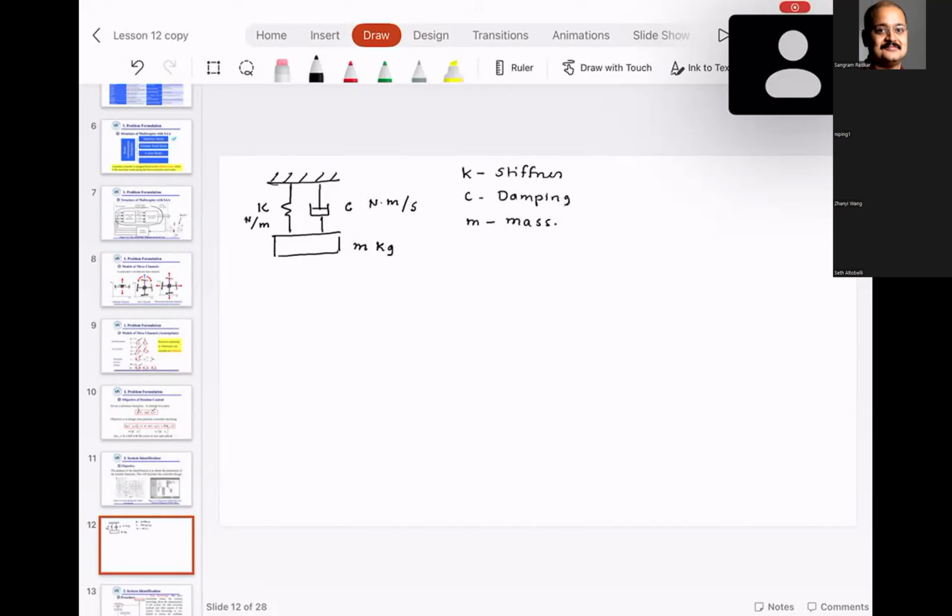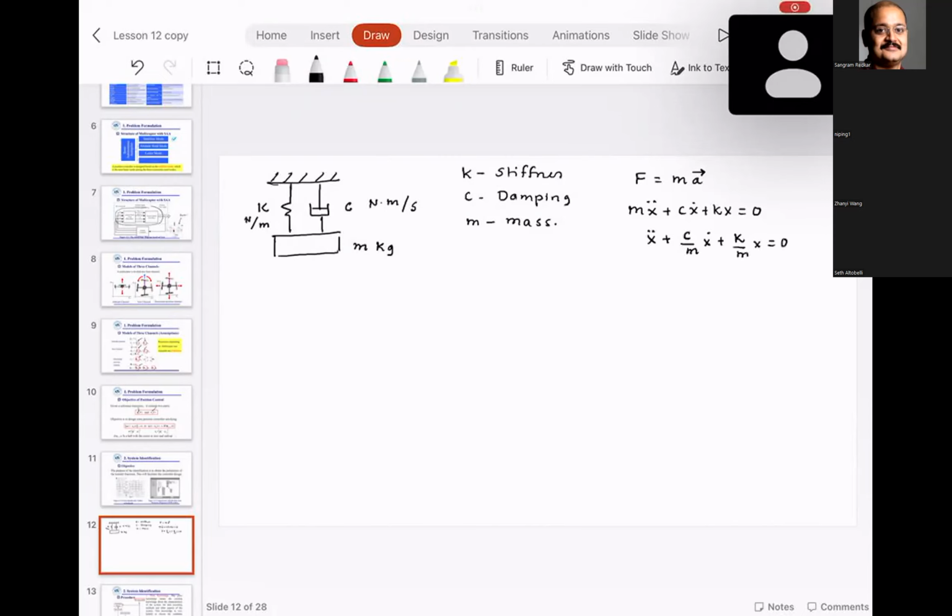The differential equation of motion is force is equal to mass times acceleration. So when you plug in all these values, your equation is going to look like m x double dot plus c x dot plus k x is equal to 0. I'm going to divide the left hand side and right hand side by m. So when I divide everything by m, this equation becomes x double dot plus c by m x dot plus k by m x is equal to 0.